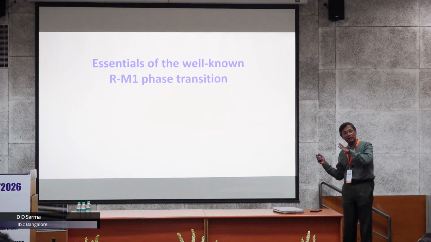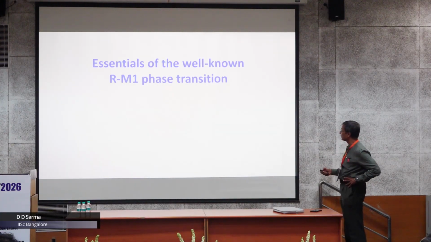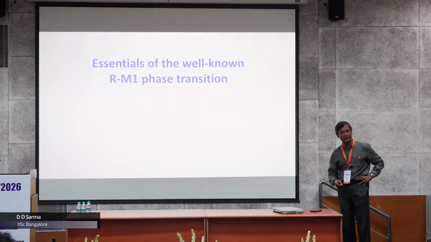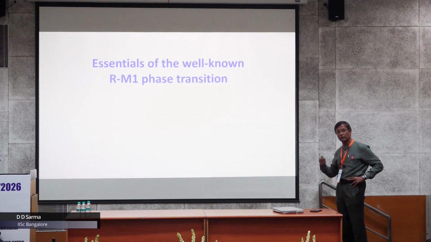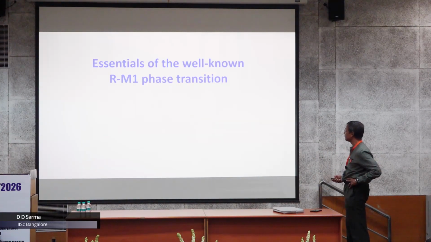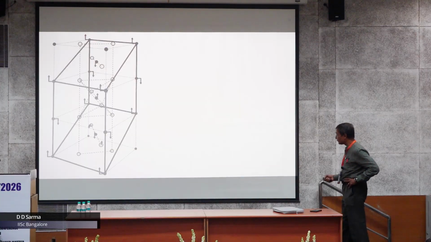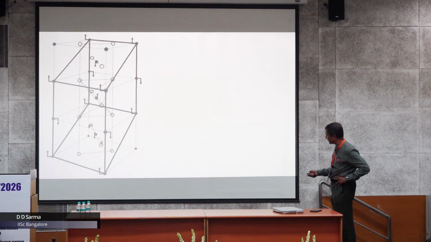So first, the one that we understand rather well now, the rutile to M1 phase transition that I showed that Morin had discovered way back in 1959. The rutile phase unit cell is shown by this dashed line, where the vanadium atoms are arranged along these lines.